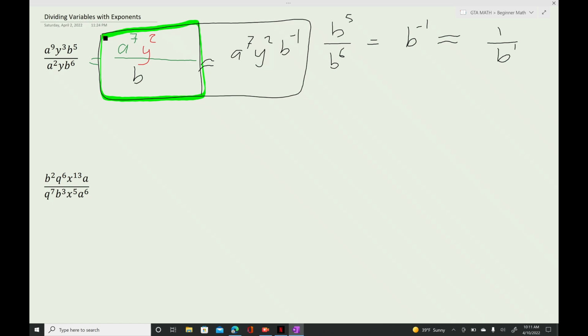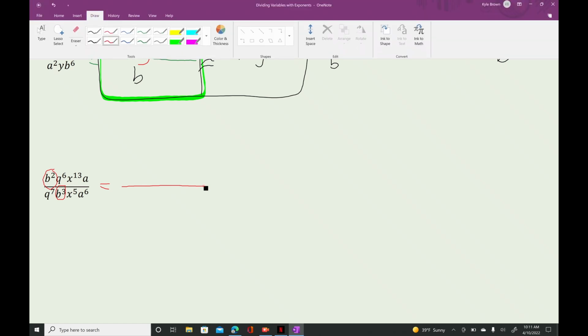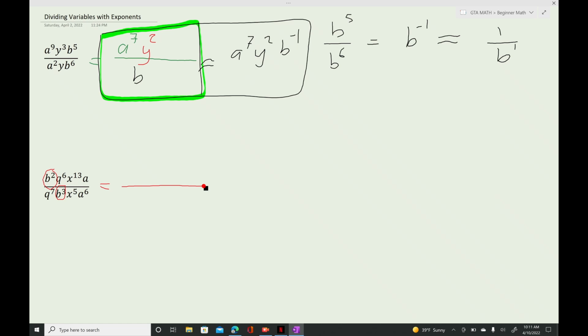So let's do the next one. We have b squared and then b cubed. Just to make things a little different, I moved everything around. So we have b squared divided by b cubed. The cubed is larger, so when we subtract, we're going to keep the b's in the denominator. So we're going to end up with just b.